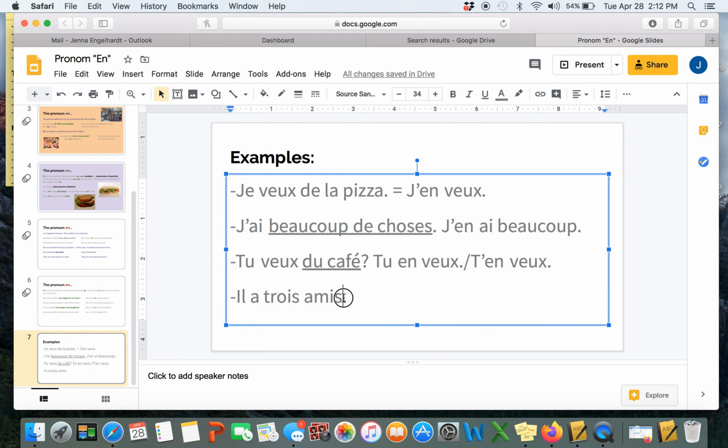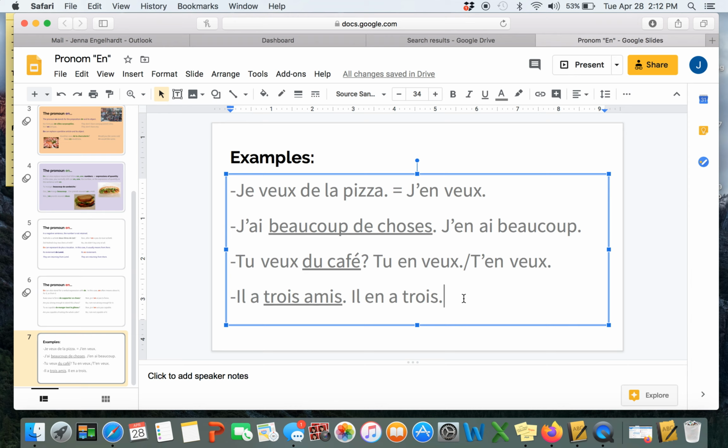Il a 3 amis. So you're looking for your quantity, 3 friends. I have found it. I'm going to change that to en, and I'm going to put il en a. And because I have a specific number, it's going to stay out. Il en a 3. So I hope that makes a little bit of sense. It's definitely something we're going to be practicing.